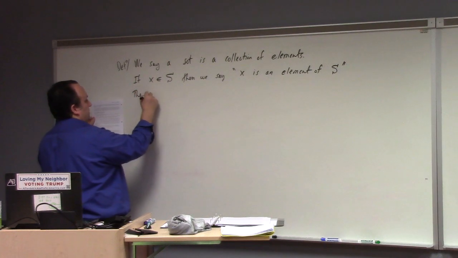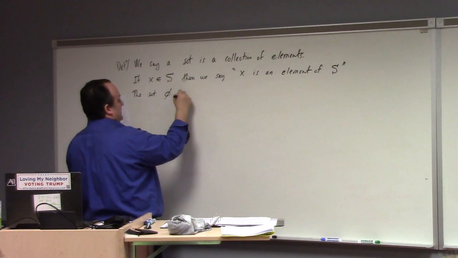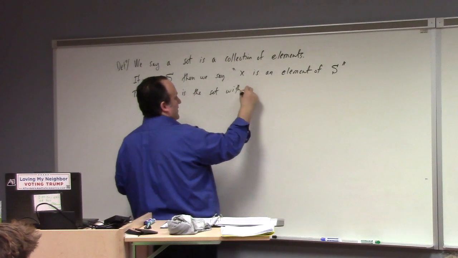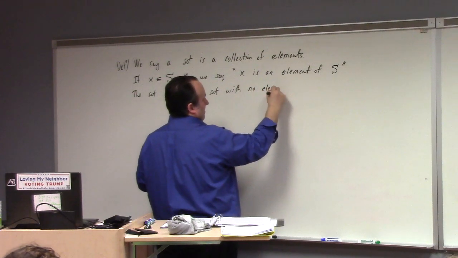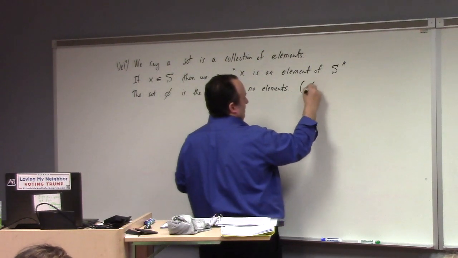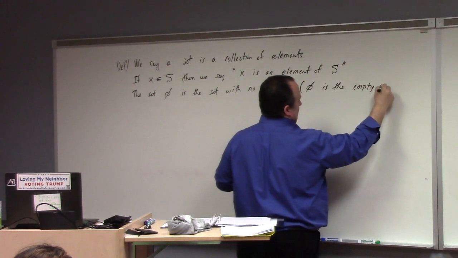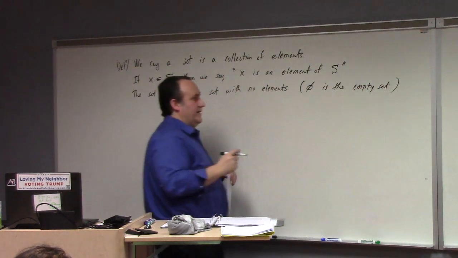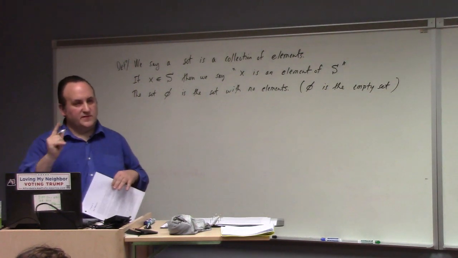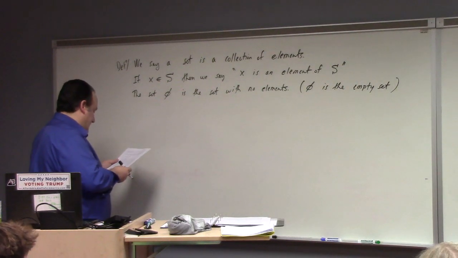All right. So anyway, x is an element of S, and the empty set is the set with no elements. This is called the empty set. And I do say the empty set. I have a proof that we'll probably go over a different day, maybe next class, that the empty set is unique. There's just one empty set.